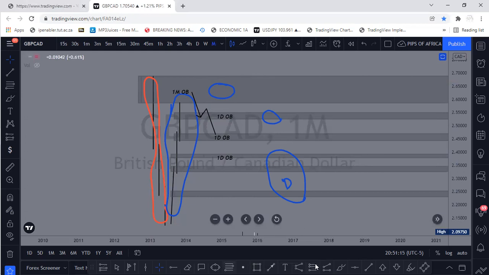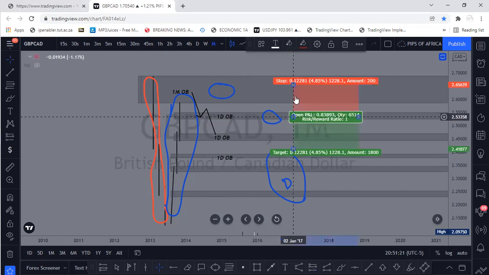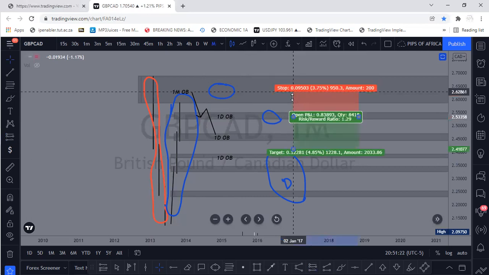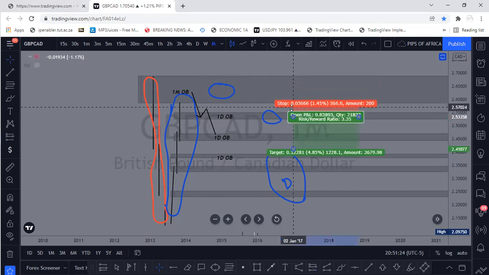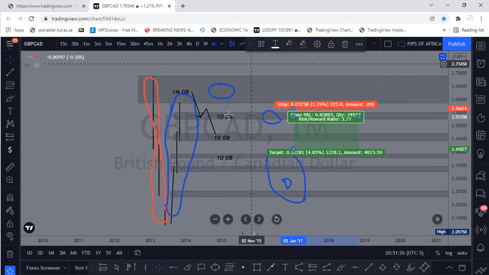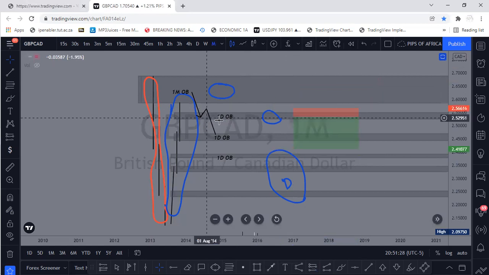Now I want to help you make money in this market. You must do this. You trade this block here. We call it now, it has become now a what? A breaker block. This is a daily order block. It was broken because of the monthly order block.